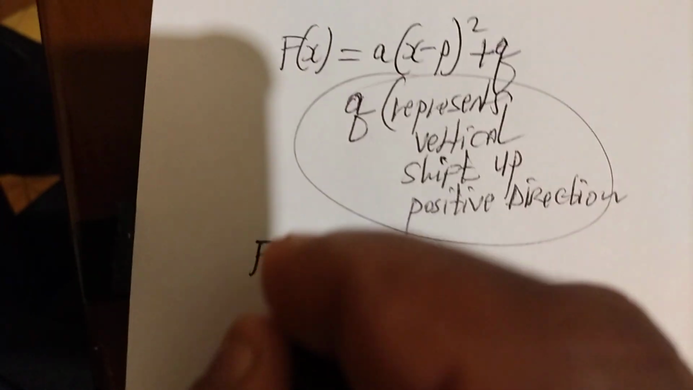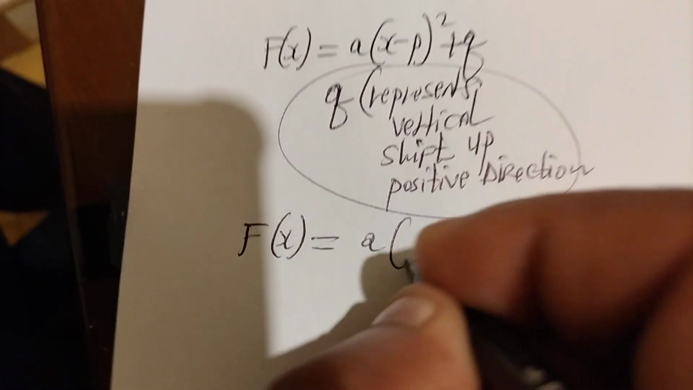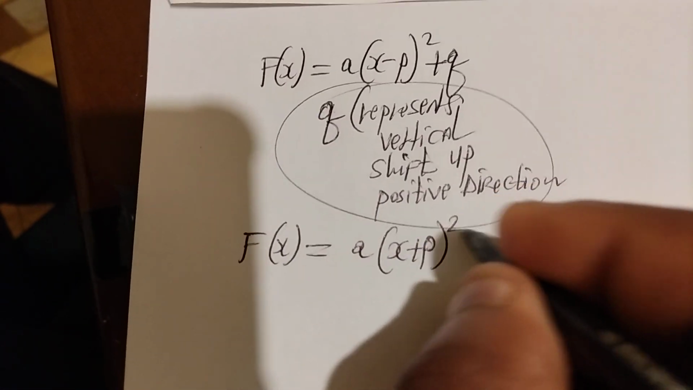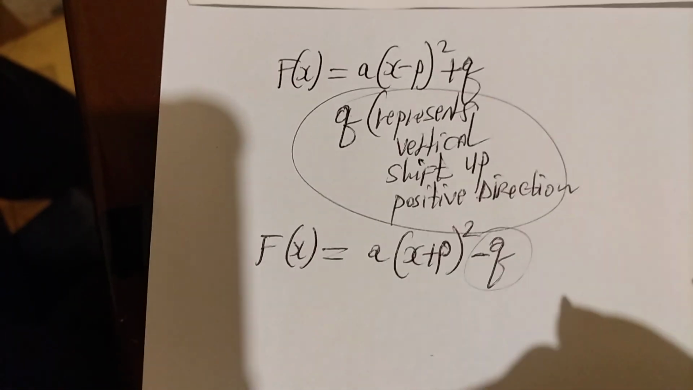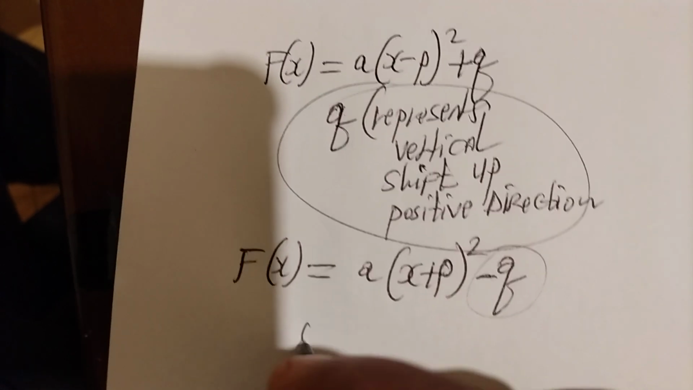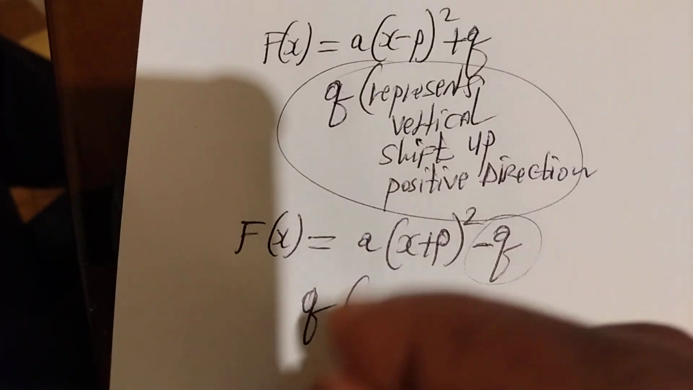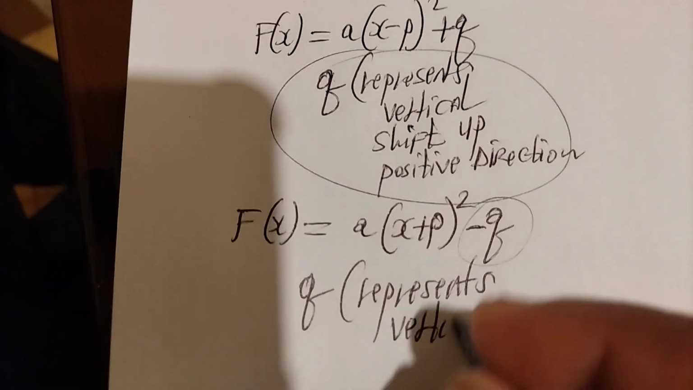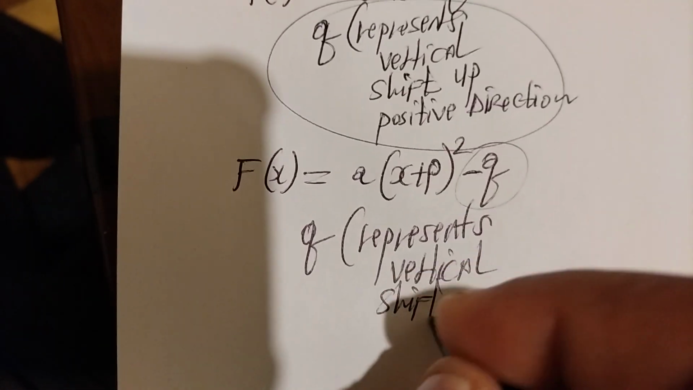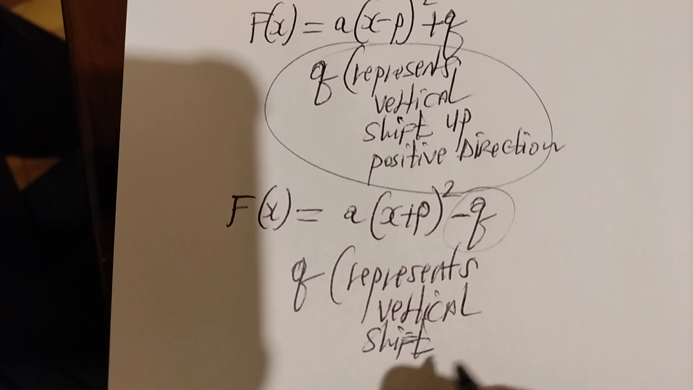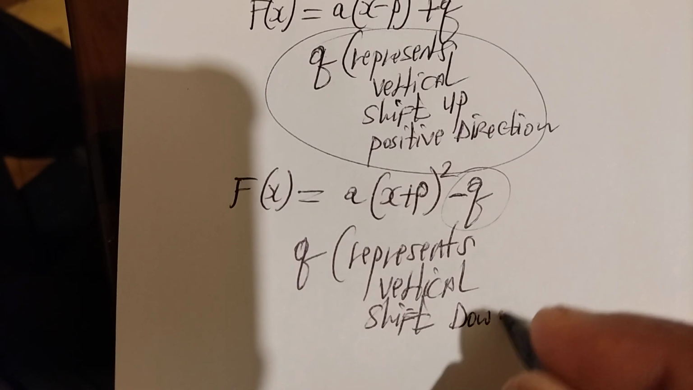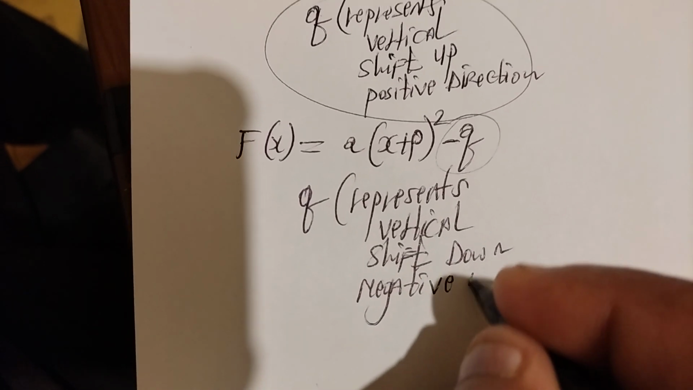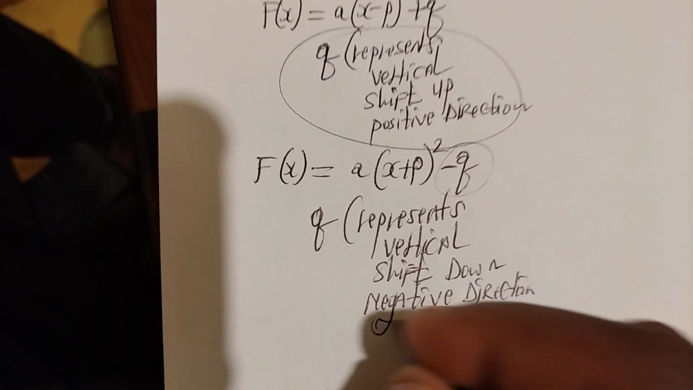But I want to go back to that. So the second one, f(x) is given as a(x + p)², then there's minus q here. The focus is on this. Now please let's remember, you can see that the q now is in actual fact negative. In this case, the q still represents a vertical shift, right? But this vertical shift now is down, which means negative direction, because y is negative below the x-axis. So that's towards downward.